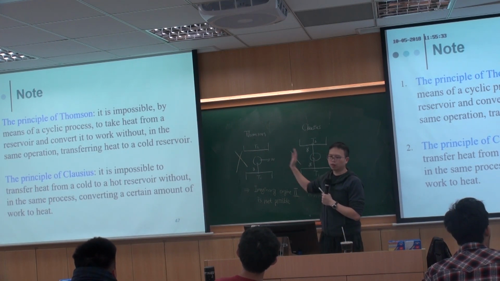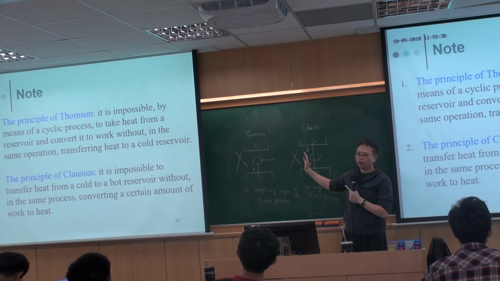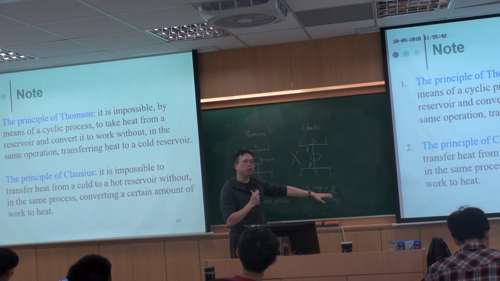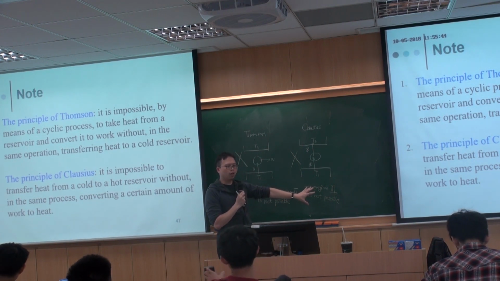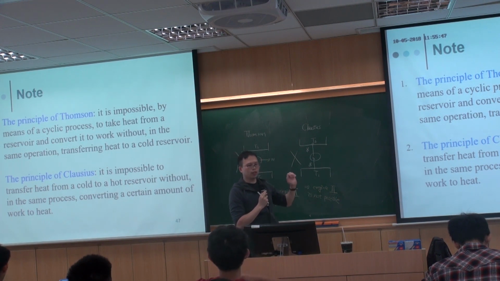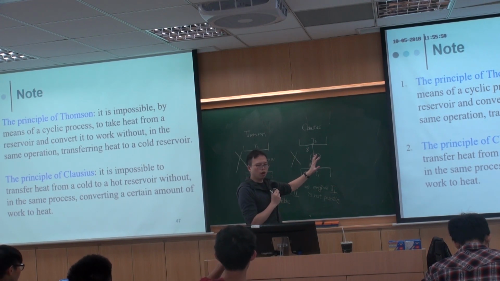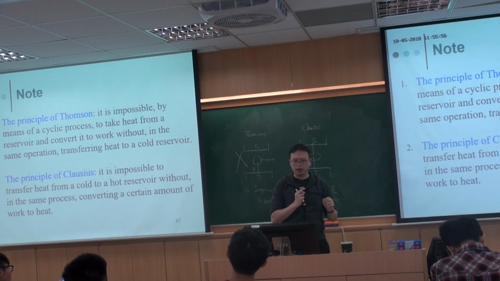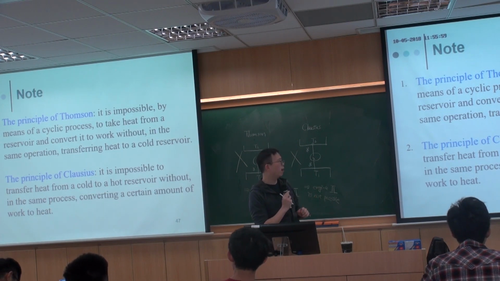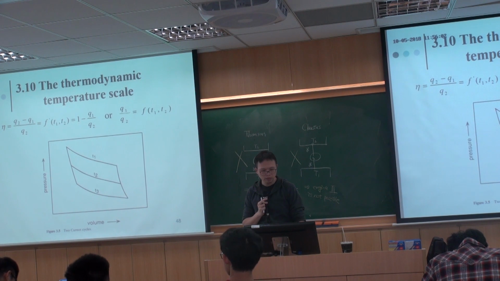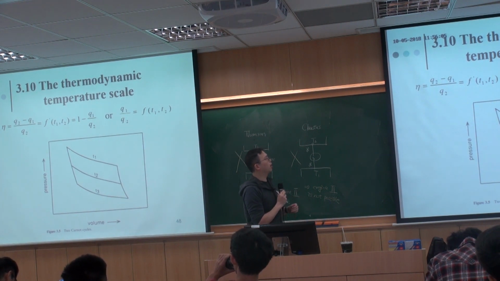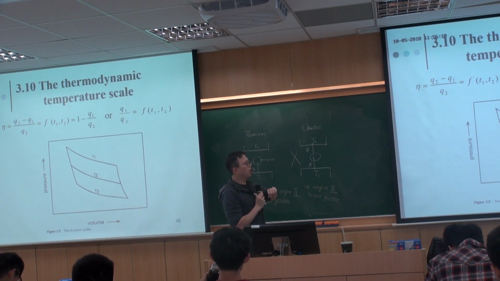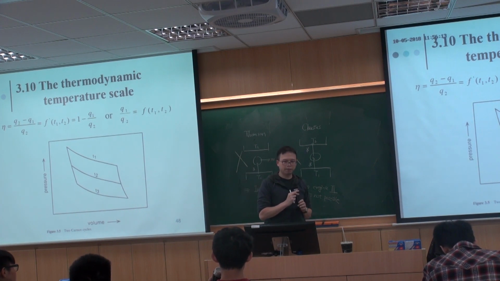It's impossible to do this. So these two statements are the same, and they all come to the same conclusion that these imaginary engines with larger efficiencies are not possible. So you can say that these two statements are equivalent to stating that the Carnot cycle or Carnot engine has the maximum efficiency that all heat engines can have. So therefore, it's important to figure out what is the maximum efficiency that this engine, the Carnot cycle, can give us, and how to quantify that.